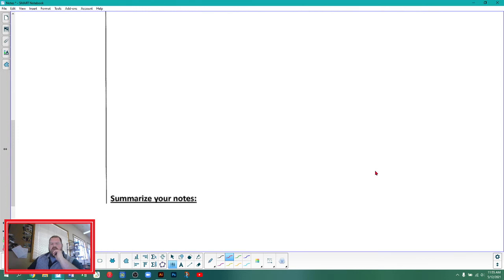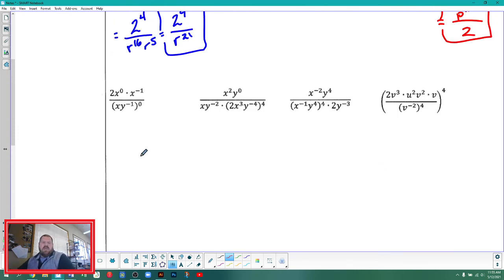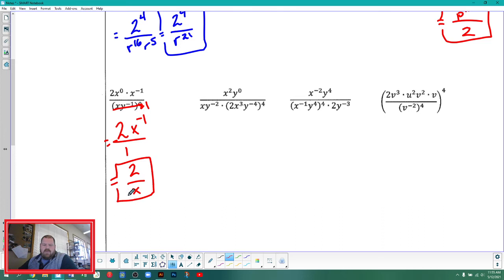Okay, last 4 problems it looks like. Yeah, it gave us plenty of room to do that. That's good. Everything on the denominator on this one goes to 1 because of that 0 on the outside. This x goes to 1, so I'm going to have 2 x to the negative 1st power over 1. And that x to the negative 1st is going to put that on the bottom to the 1st power. And so I have 2 over x.